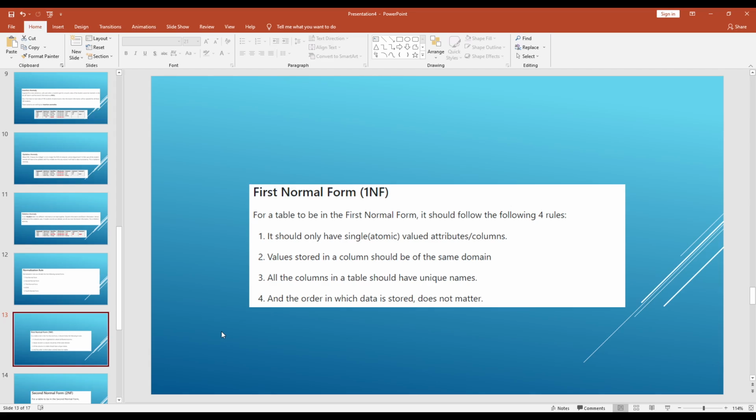For a table to be in the first normal form, it should follow the following four rules. Number 1, it should only have single atomic valued attributes or columns. Number 2, values stored in a column should be of the same domain. Number 3, all the columns in a table should have unique names. Number 4, the order in which data is stored does not matter.